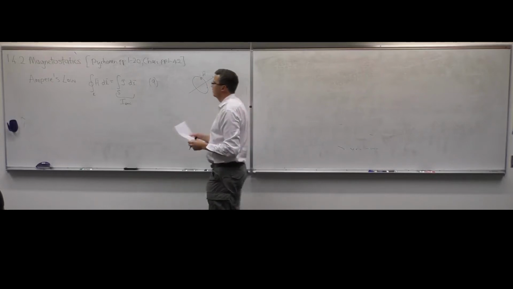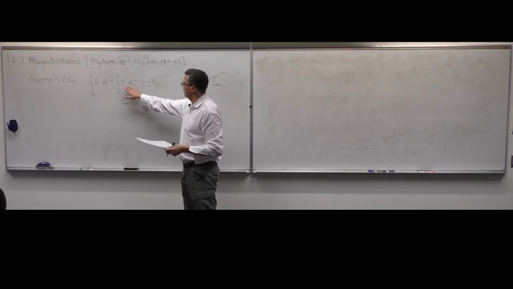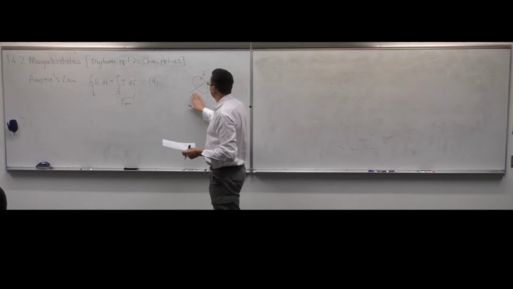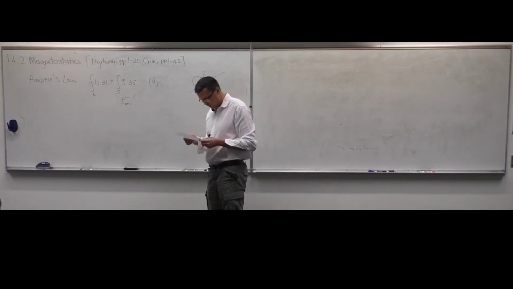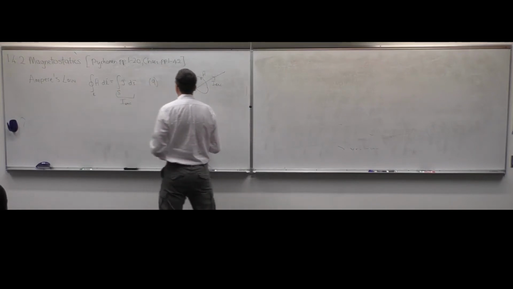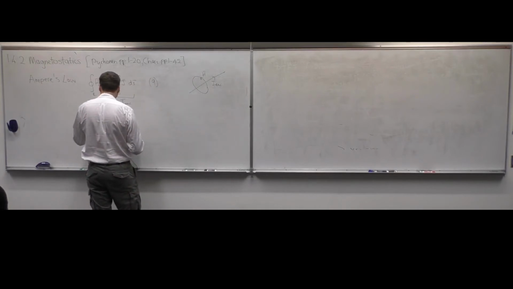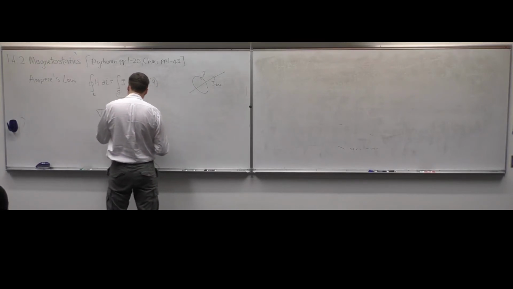But in this form you can have a more complicated current. It could have a cross-sectional area. So this is the integral form, and the differential form of this is del cross H equals J.